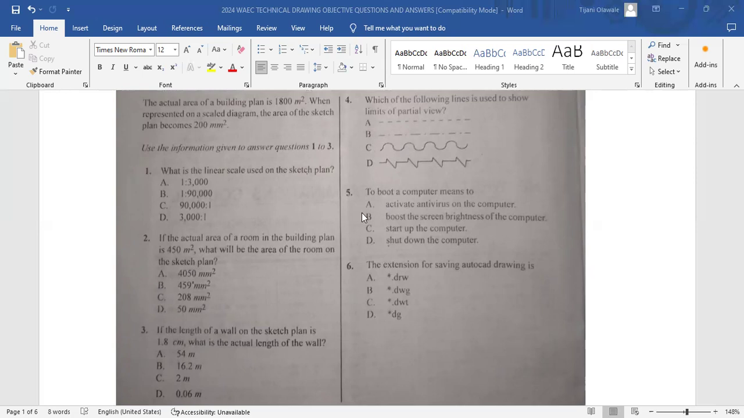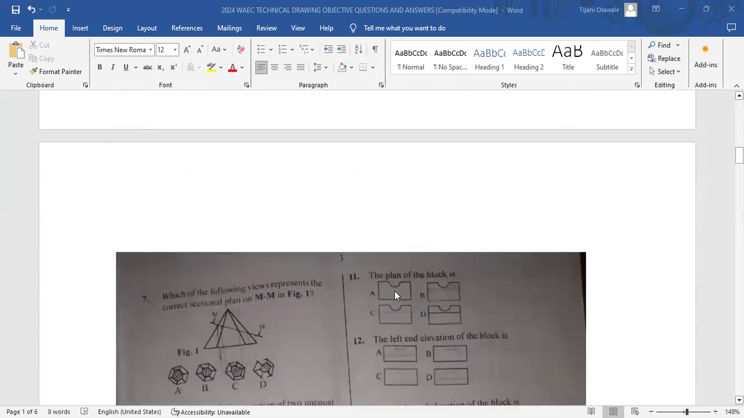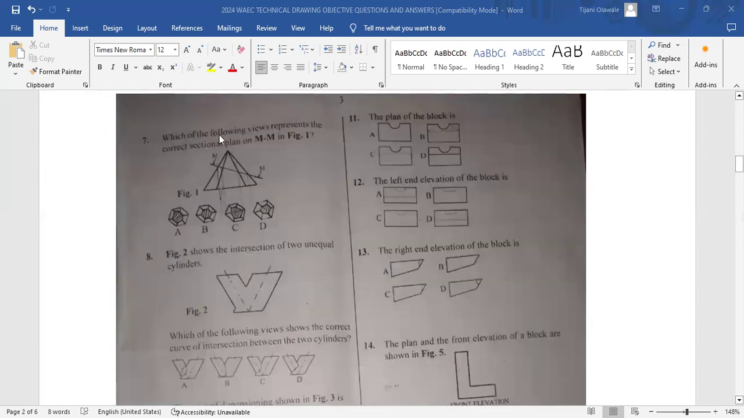Question 5, to boot a computer means to start up the computer. That is option C, the answer to that question. Question 6 says that the extension for saving an AutoCAD drawing is option B, DWG. So option B is the answer. Moving to question 7, which of the following views represents the correct sectional plan on MM in figure 1? The answer to this question is option D.